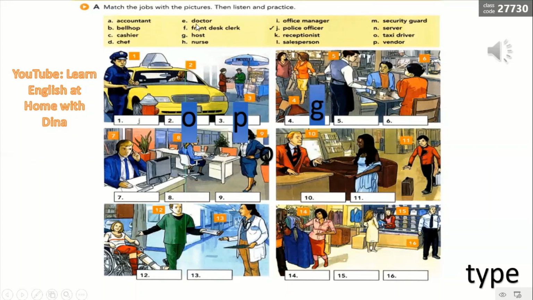The host, المضيف. Then we have this one, the one who serves food in a restaurant. الشخص اللي بيقدم الطعام. So of course he is the server, which is letter N, server. طبعا احنا بنختار من الكلمات ونحط على الصور. بنختار الحرف اللي بيعبر عن الكلمة ونكتبه على الصورة. Then we have number 6. What is number 6? It's letter D, which is the chef.